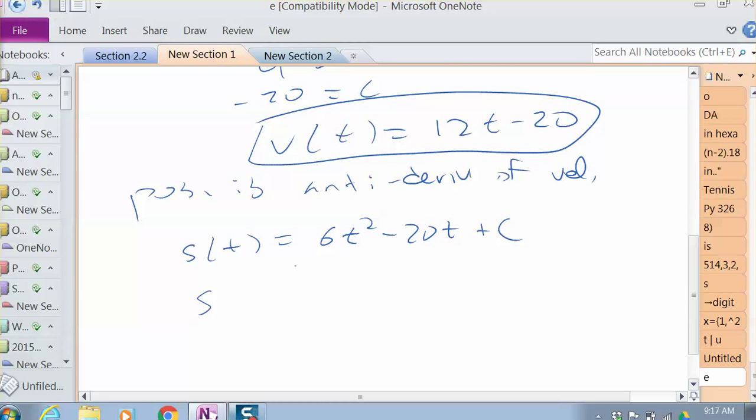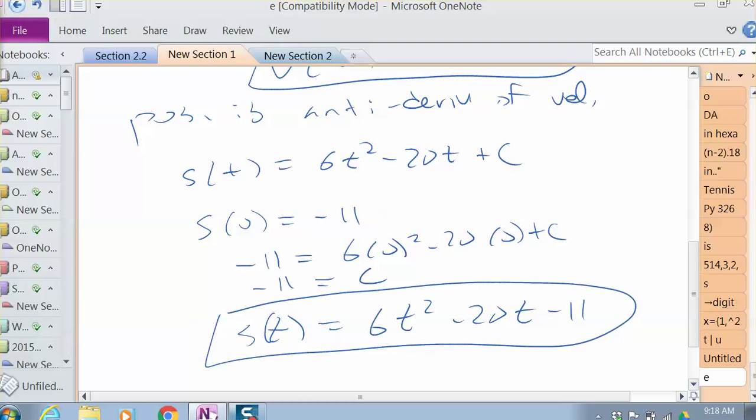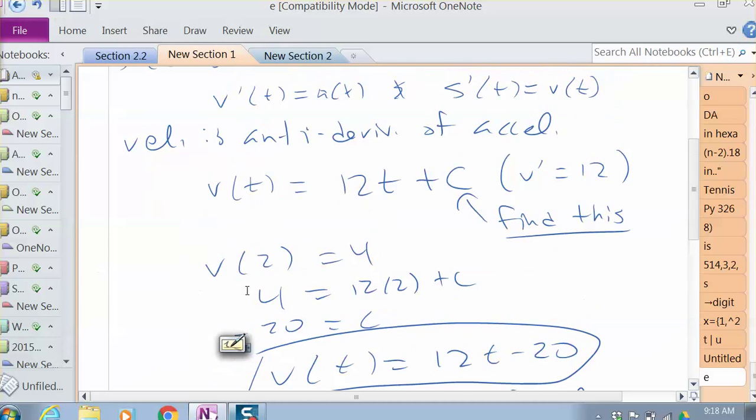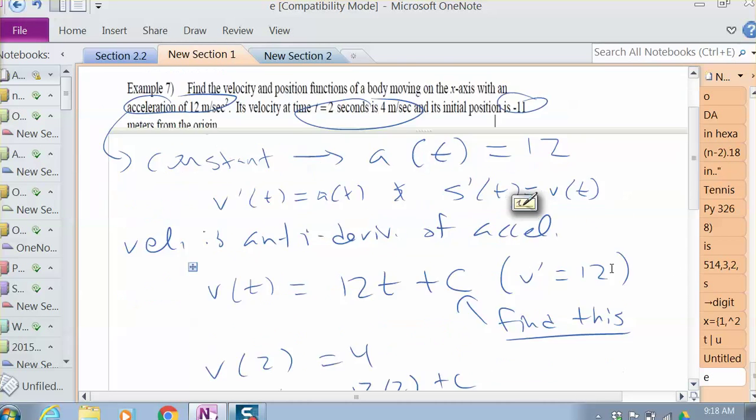If I take the derivative of that, I do get 12t minus 20. Then if I plug in 0, I'm supposed to get negative 11 as my initial position, and so c is simply negative 11. So my position function would be 6t squared minus 20t minus 11. The derivative of that would be 12t minus 20, which is the velocity function. The derivative of 12t minus 20 would be 12, which is the acceleration we're given. And of course, the initial conditions are all satisfied.